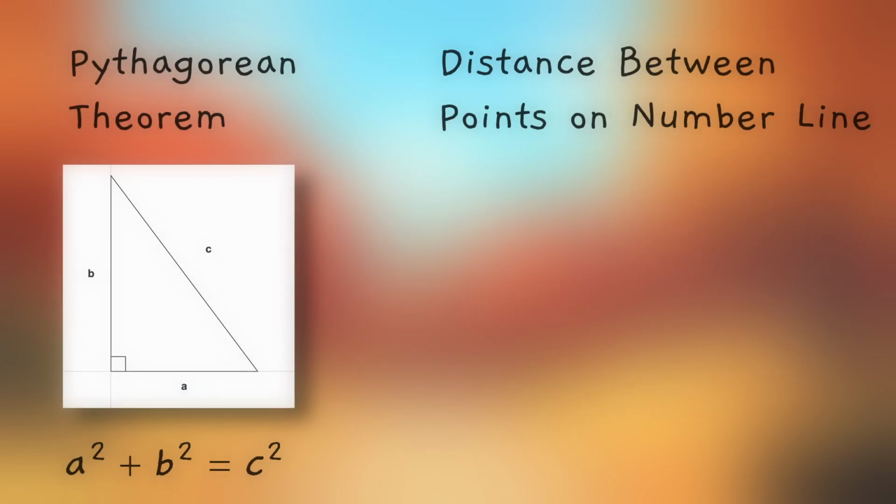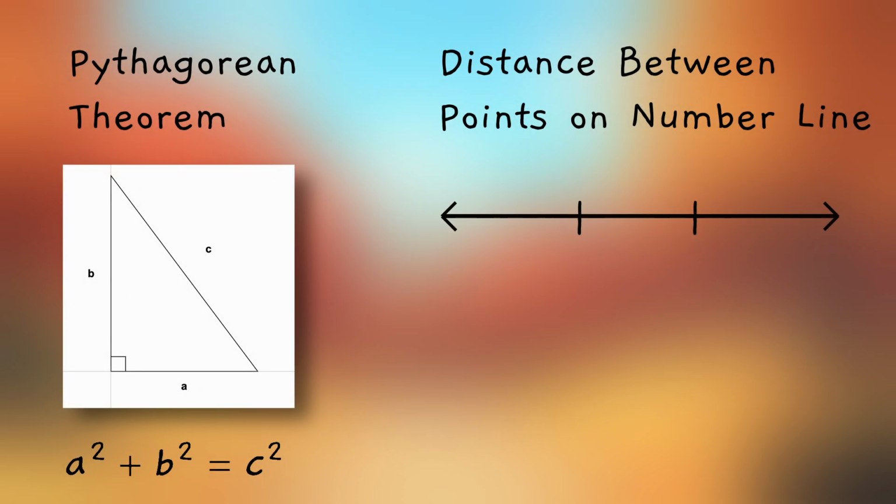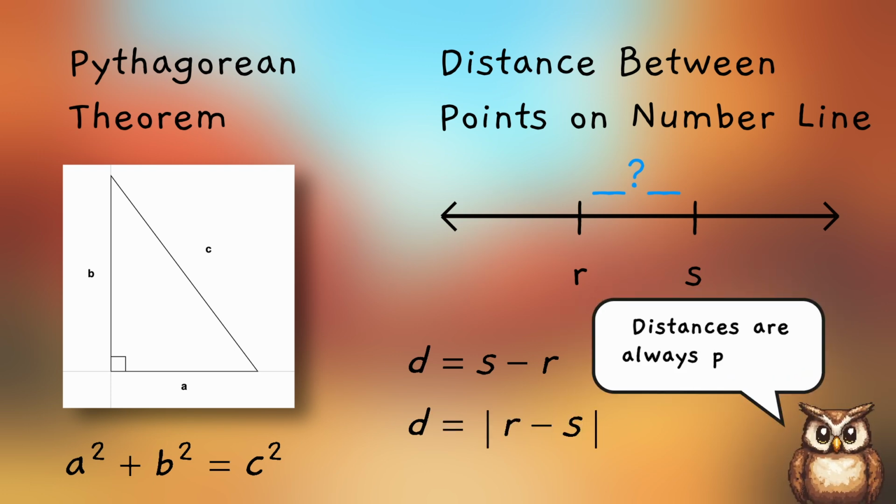Next, let's remind ourselves how to find the distance between points on a real number line. Suppose we have 2 numbers, and let's call them R and S. And what we want to do is find the distance between these 2 numbers. Now, if you know that S is bigger than R, then the distance is just S minus R. But oftentimes in algebra, you'll be working with variables, in which case you won't know if one number is bigger than the other. So in that case, what you want to do is take the absolute value of the difference between the 2 numbers. By taking the absolute value, you're going to guarantee that you get a positive number.